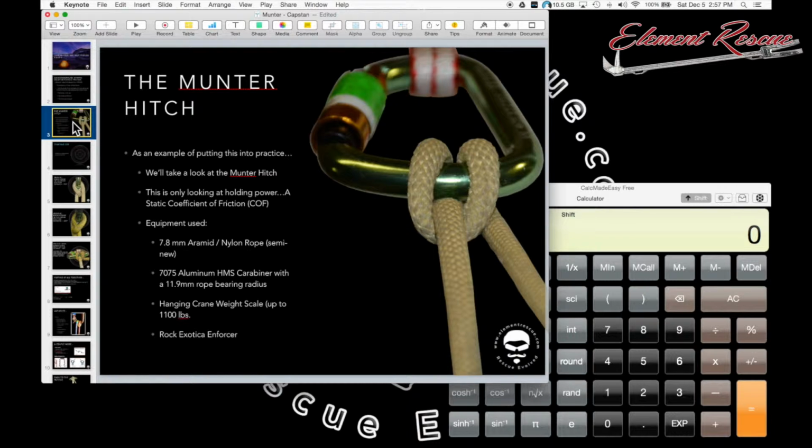The equipment we used was a 7.8 millimeter aramid sheath, nylon core, semi-new rope; a 7075 aluminum HMS carabiner, which has an 11.9 millimeter rope bearing radius, which is this distance that exists here on the bottom part of the carabiner where the rope or the webbing is going to articulate; a hanging crane weight scale that goes up to 1,100 pounds; and a Rock Exotica Enforcer.